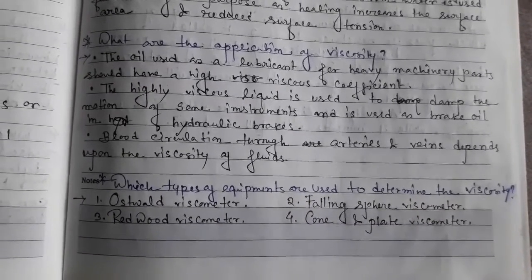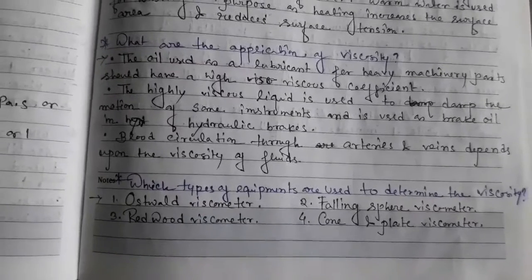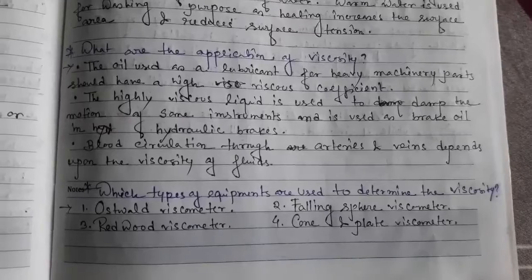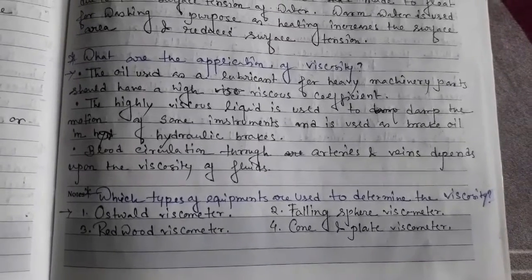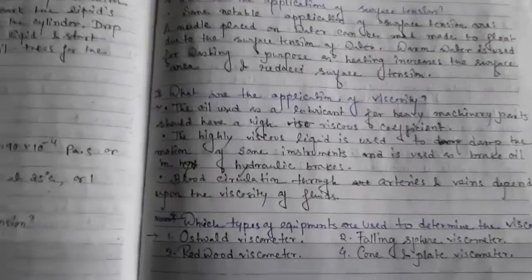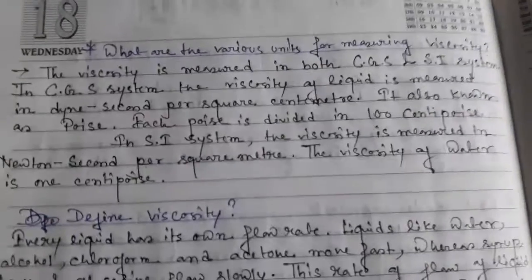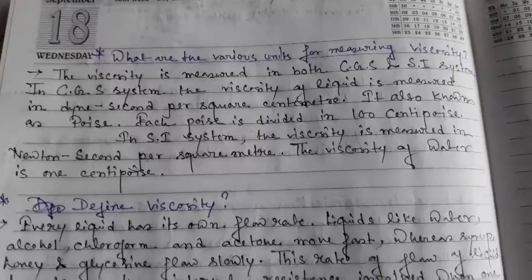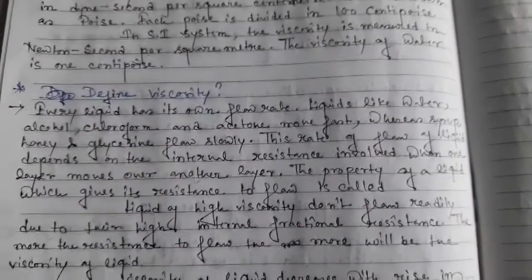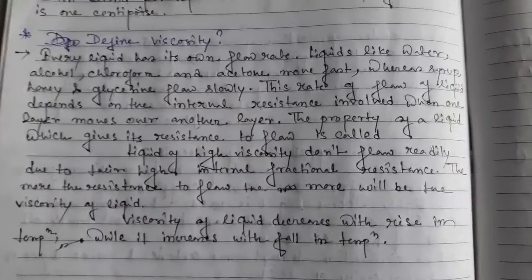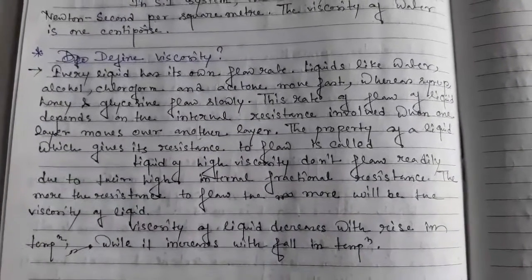The Ostwald viscometer is a very common and very important piece of equipment, and it is generally used in the laboratory. The Redwood viscometer, falling sphere viscometer, and cone and plate viscometer are also used, but they are used as substitutes for the Ostwald viscometer. The Ostwald viscometer is very popular. Another question is, what are the various units for measuring viscosity? I have already told you, CGS and SI units. And the definition of viscosity I have already discussed. So this question is very important, and I have just discussed its answer.